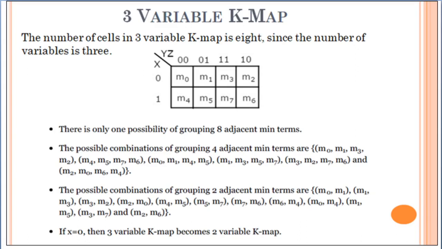This is the example for the three variable K-map. Here the total number of cells is 2 to the power 3. That means total 8. Here each cell has a unique identity, that means from M0 to M7. And these are the unique identities for each cell, that means M0, M1, M2, M3, M4, M5, M6 and M7.